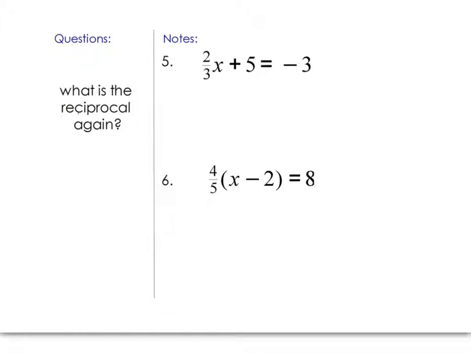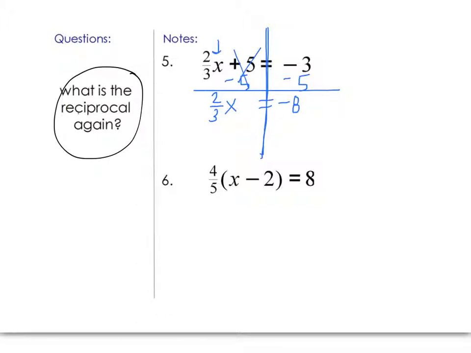2/3 times x plus 5 equals negative 3. So I'm trying to get this x alone on this side of my equal sign. I want to subtract 5 first. So I get 2/3 x equals minus 8. My question is, what is the reciprocal again?